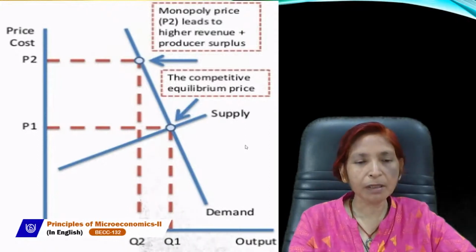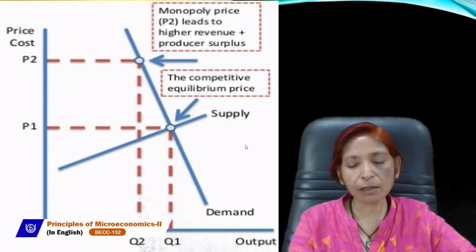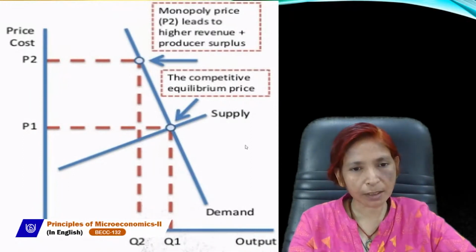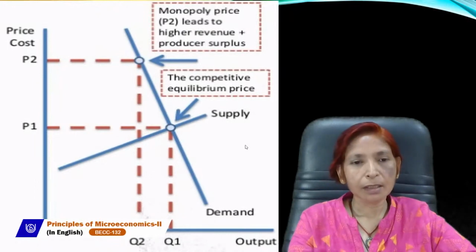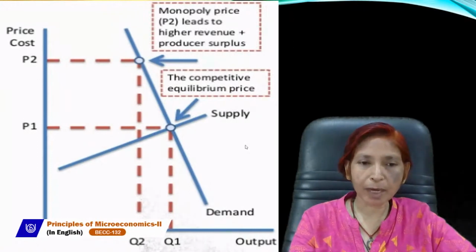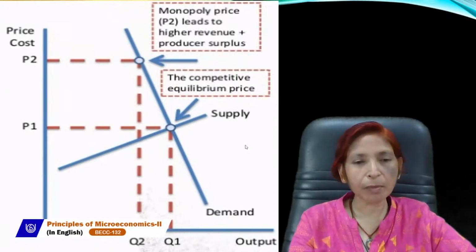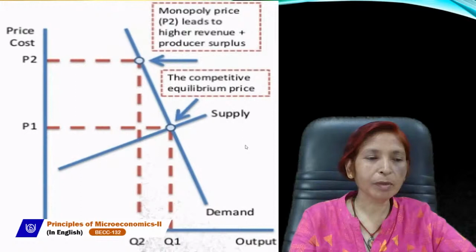In this diagram, the demand curve is downward sloping or less elastic. The supply curve is upward sloping and more elastic. Where both curves intersect each other, the equilibrium point is determined. At this equilibrium point, the equilibrium price will be OP1 and the quantity will be OQ1.